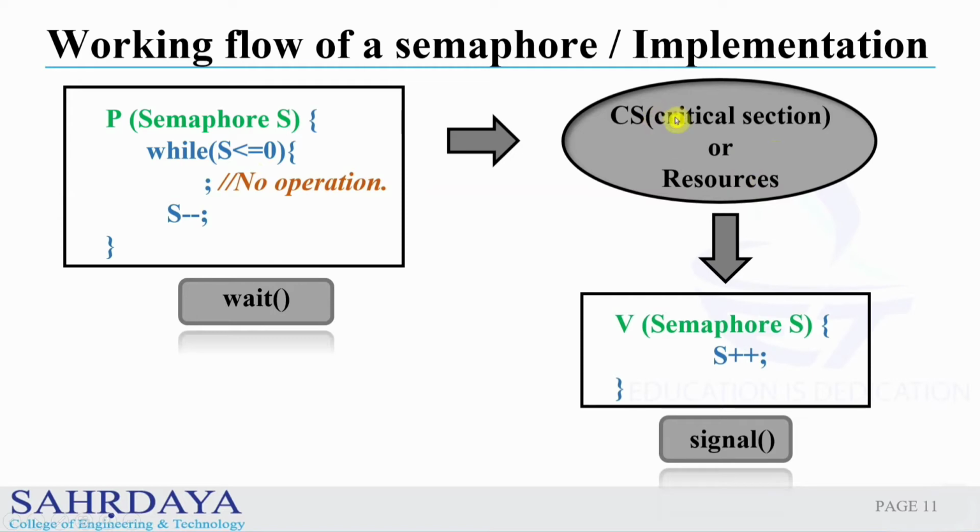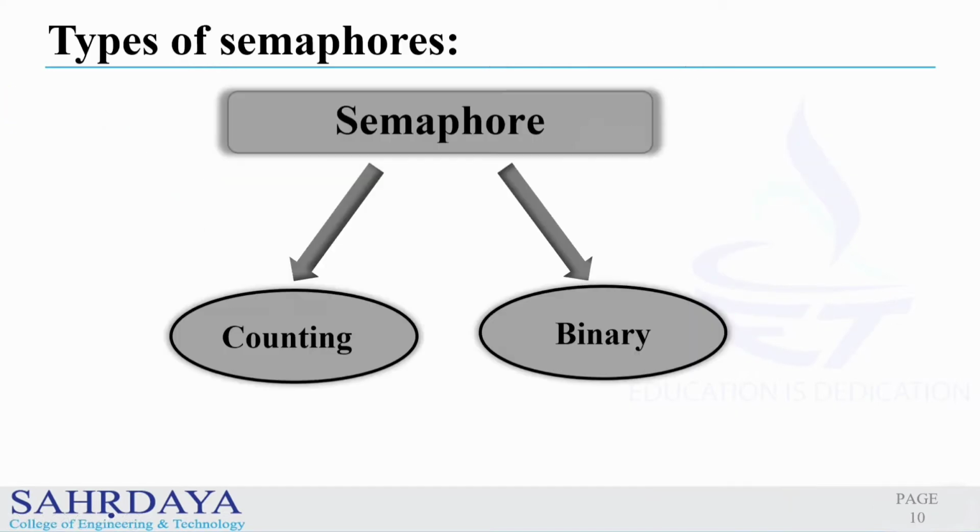Once the process has used the critical section area or accessed the resources, it then calls the signal operation. Within the signal operation, the value of the semaphore is incremented. Once the value of the semaphore is incremented, it signals the other processes that the semaphore is released and any other process is now free to access it. Okay, so this is how a semaphore is implemented.